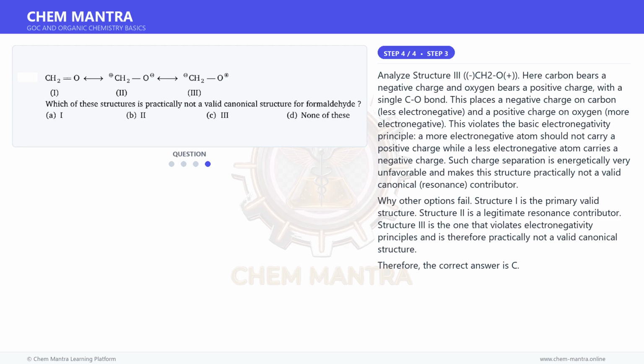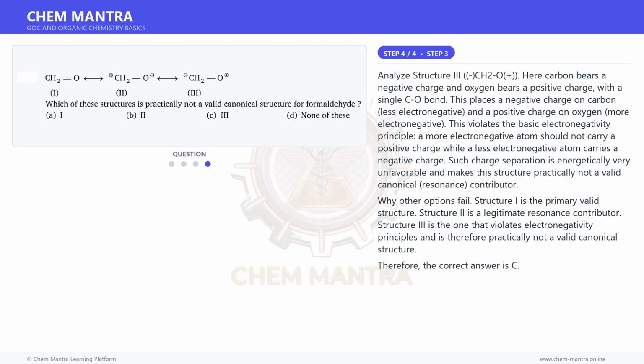3, -CH2O+. Here carbon bears a negative charge and oxygen bears a positive charge with a single C-O bond. This places a negative charge on carbon, less electronegative, and a positive charge on oxygen, more electronegative. This violates the basic electronegativity principle. A more electronegative atom should not carry a positive charge while a less electronegative atom carries a negative charge. Such charge separation is energetically very unfavorable and makes this structure practically not a valid canonical resonance contributor.